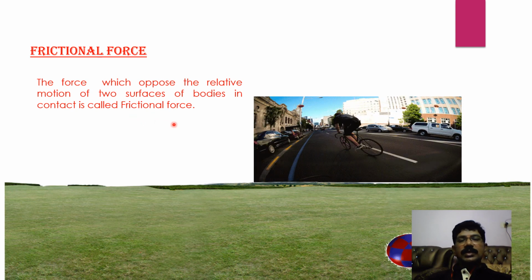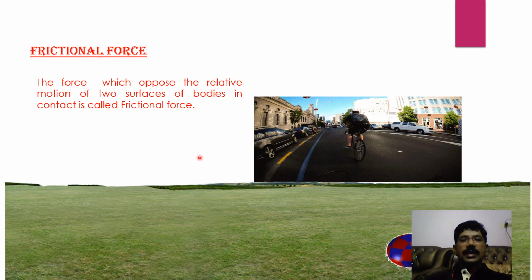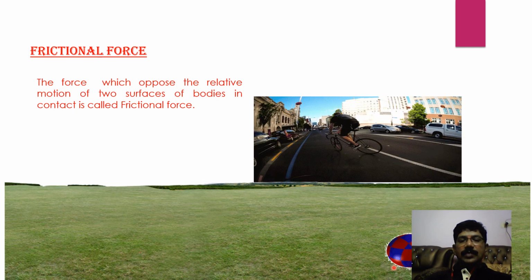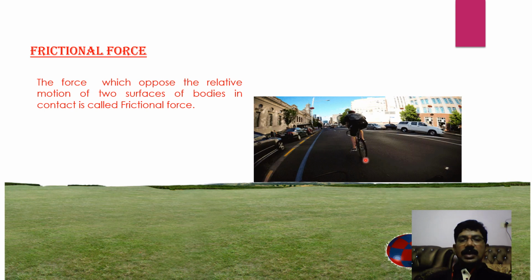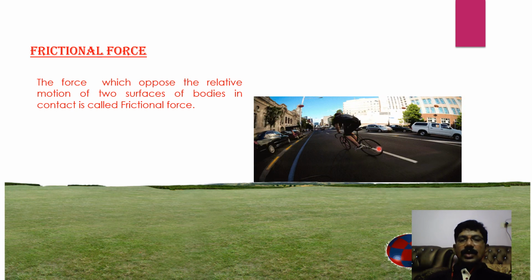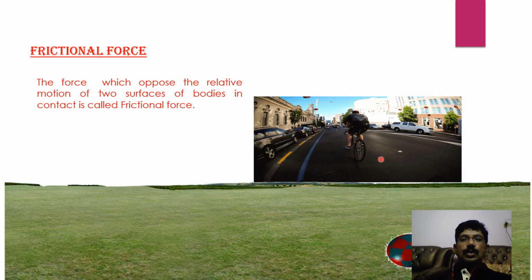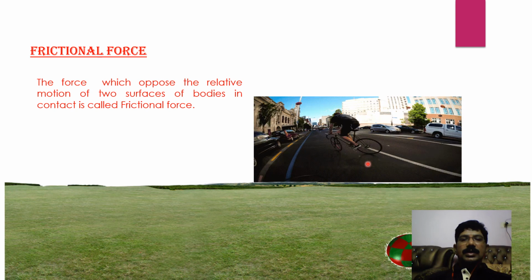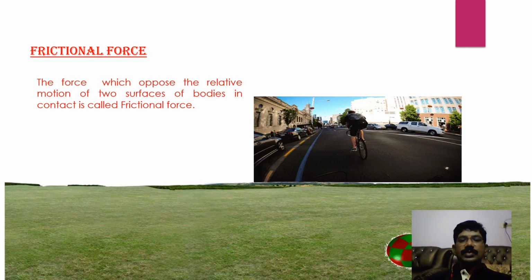So with this example, we can say that frictional force is also a contact force. See this one, the ball surface is in contact with the ground. Here also the tires of the cycle are in contact with the road. Whenever there is a contact and a relative motion between the two bodies, the motion of the object is opposed by the surface. That is known as frictional force.